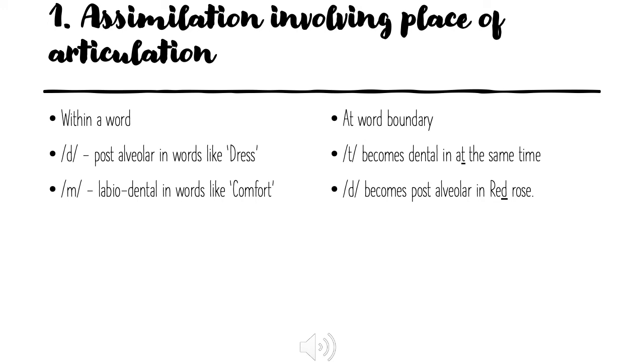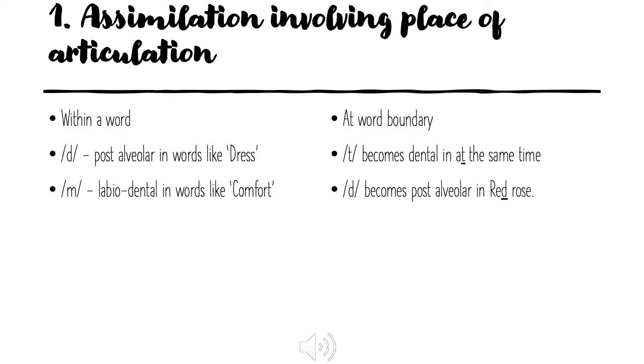It is still d, but the place of articulation gets shifted slightly. So it becomes a post-alveolar sound. It is still an alveolar sound, but not a full alveolar sound, a post-alveolar sound. And why does that happen? Because of the influence of the r sound that comes after it. So that's an example of an assimilatory change involving a different place of articulation, or involving the sound getting produced in a different place within a word.